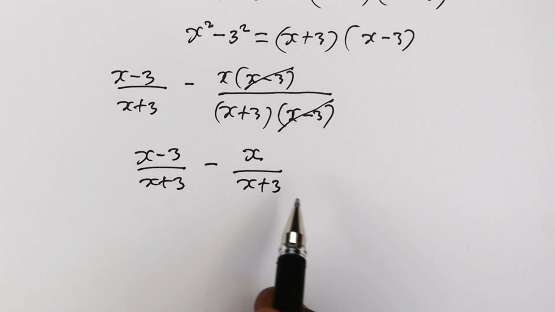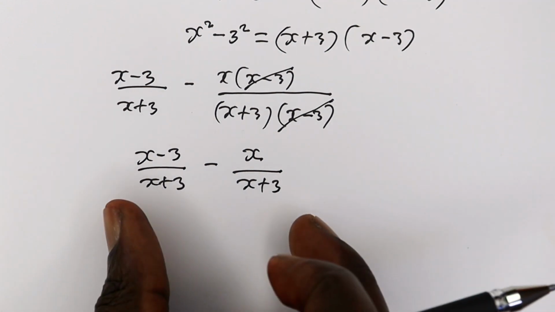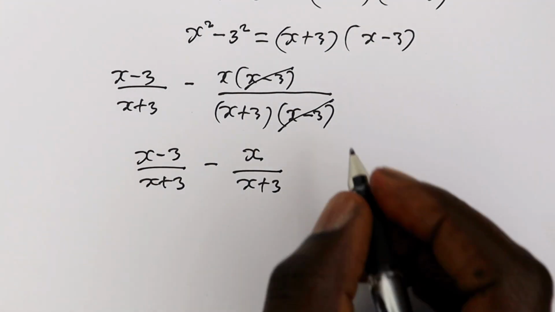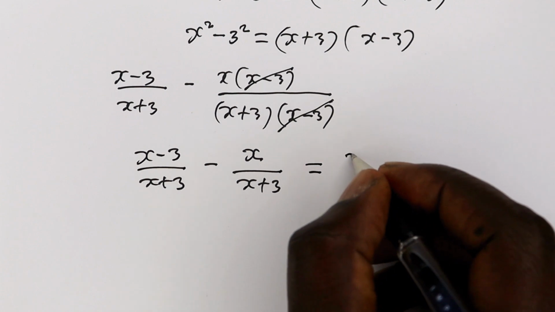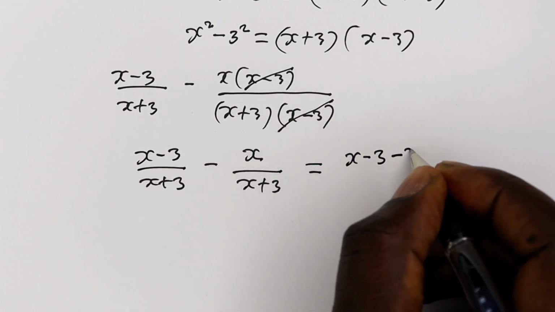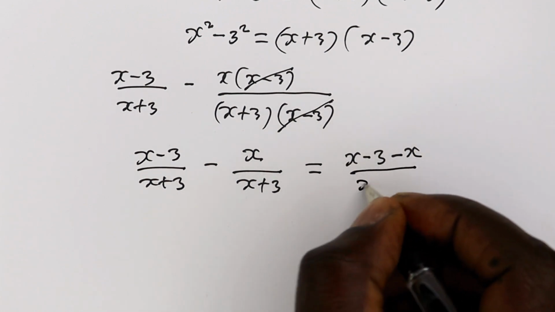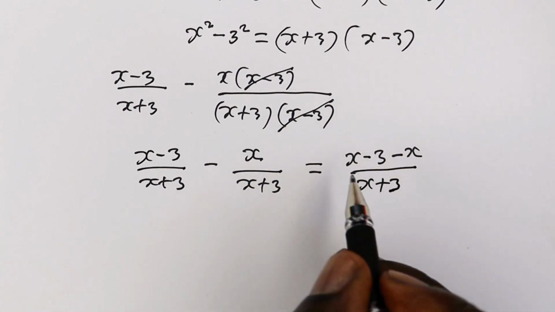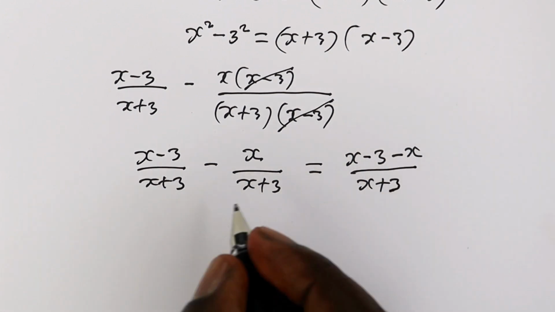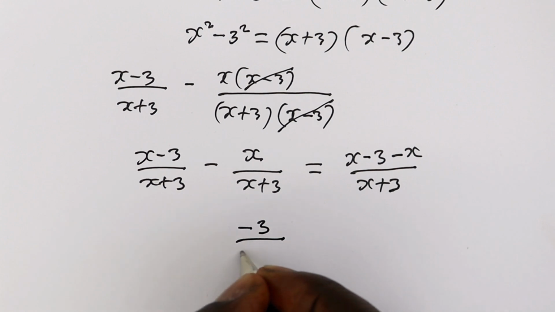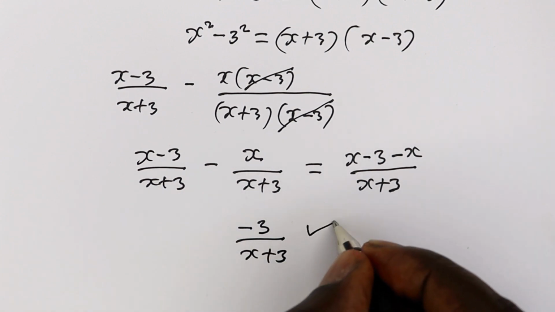So the denominators are the same. So it means for us to combine these two, we just consider the numerator. So this will be the same as (x - 3 - x)/(x + 3). So x minus x is 0, so we are left with -3/(x + 3) as the simplest form of that expression.